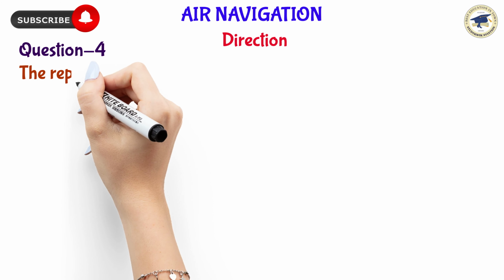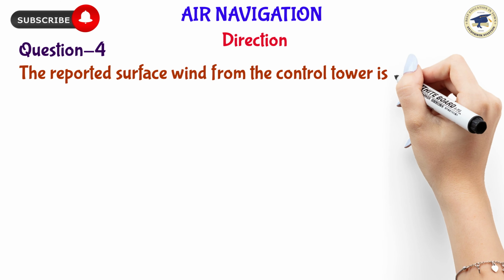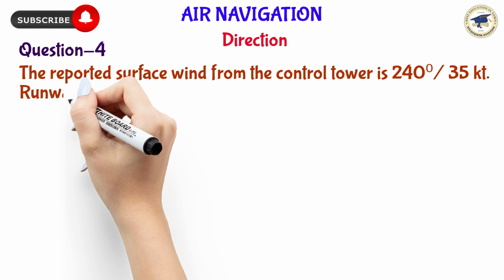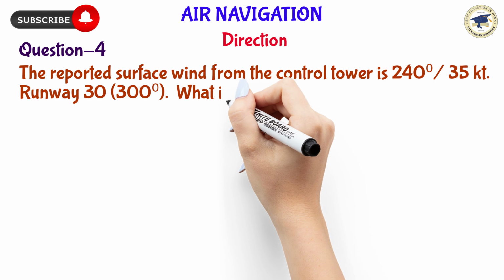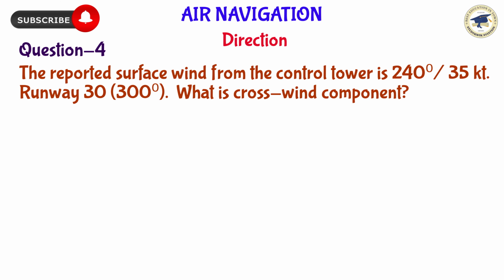Today's question is: the reported surface wind from the control tower is 240 degrees, 35 knots. Runway 30. What is the crosswind component? Let us solve it step by step.